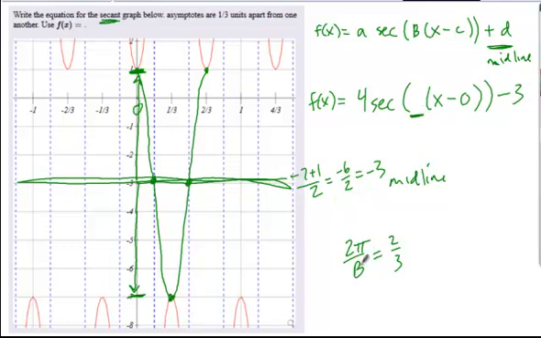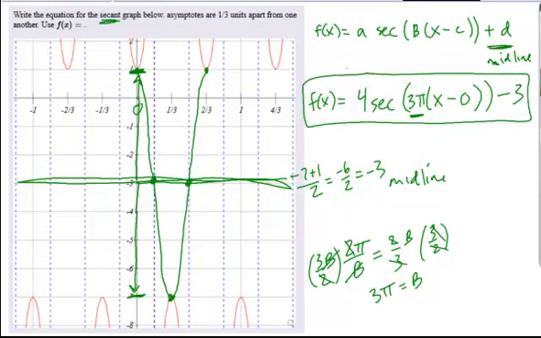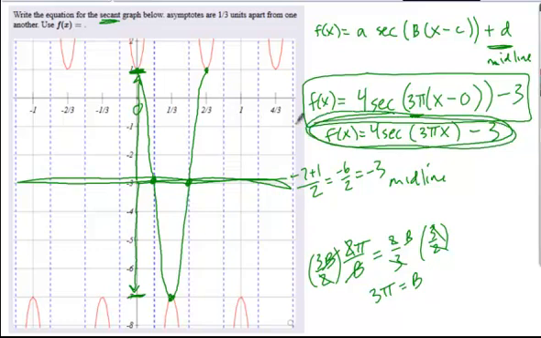The way I can solve this is I multiply both sides by b to get b out of the denominator, and then to isolate b, I multiply both sides by the reciprocal, 3/2. So the 2's cancel, the 3's cancel, and I get b is equal to 3 pi. So there is my b value. This right here is one possible function I can write for this graph. I'm going to simplify it a little bit by writing 4 times the secant of 3 pi x. I don't have to worry about the -0. This is my answer, and probably the easiest answer to create.